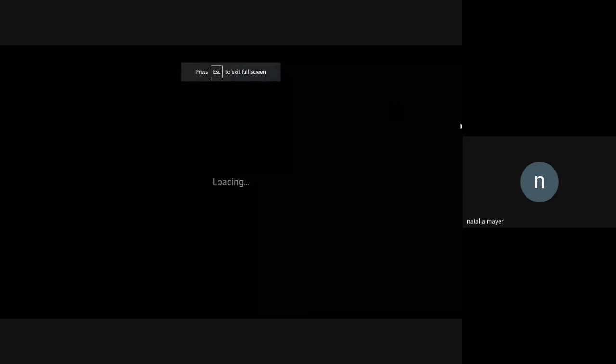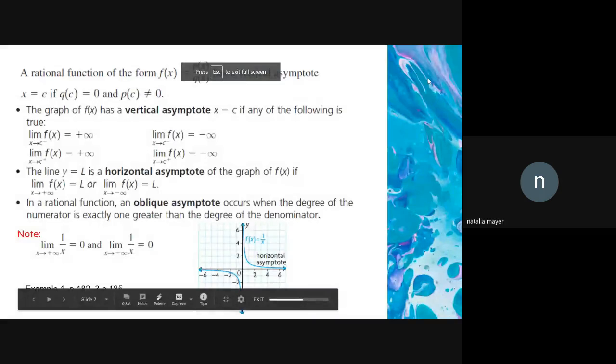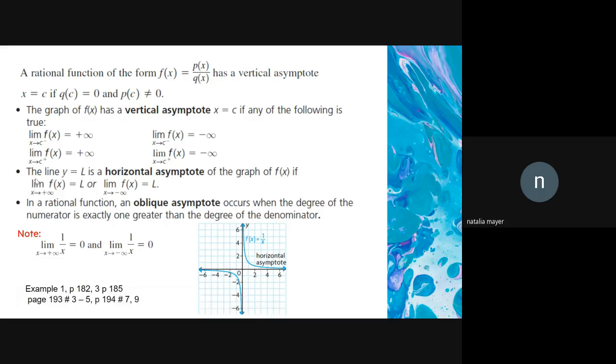Can you see my presentation? Yes. Okay, so this is what we're going to do. We will be looking for a limit of the function as x approaches positive and negative infinity. In fact, we'll do only infinity and that's it. You will understand eventually why. And then the value of that limit will be exactly the horizontal asymptote.